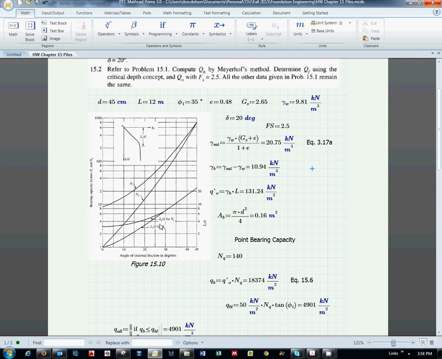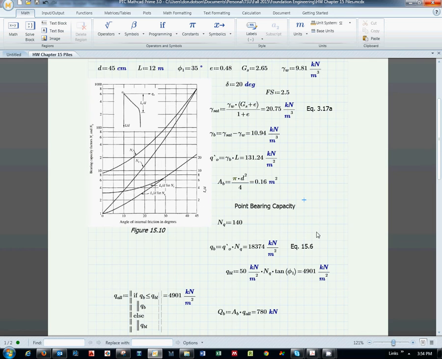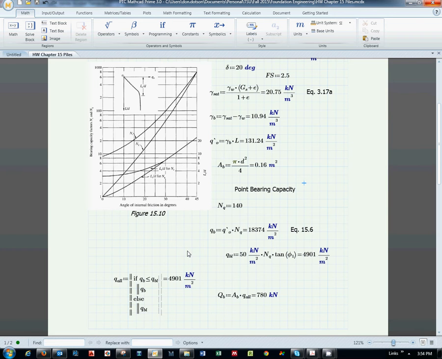So for 35 degrees, N sub q gives me 140. Equation 15.6 says Q sub B equals Q prime sub 0 times NQ, which is 18,374 kilonewtons per meter squared, or kilopascals, same thing. But I can't just stop there. I have to actually calculate this value QBL, which is 50 times NQ times the tangent of phi. I called it phi 1. And that gives me 4901. So the smaller of those two numbers is what I should use to calculate the bearing capacity.